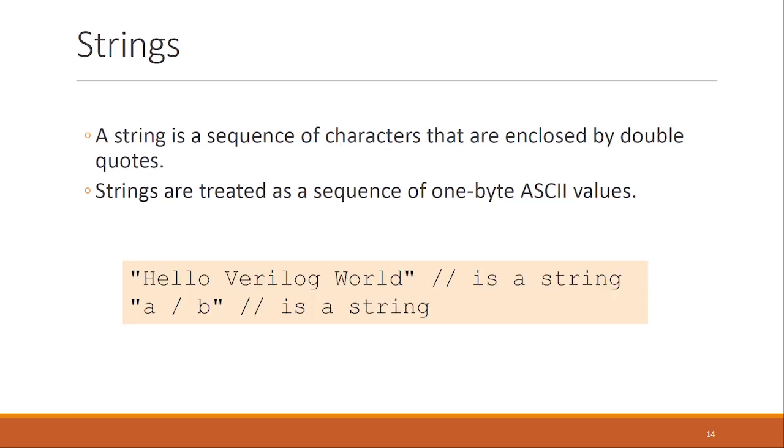Okay, that was all about the number specification, and now we can look into strings in Verilog. As you all know, a string is a sequence of characters that are enclosed by double quotes. Strings are treated as a sequence of 1 byte ASCII values. So you know, one single character can be treated as a 1 byte ASCII value. You have an example string here, hello Verilog world, which is enclosed by double quotes, and there's another example of a valid string in Verilog.